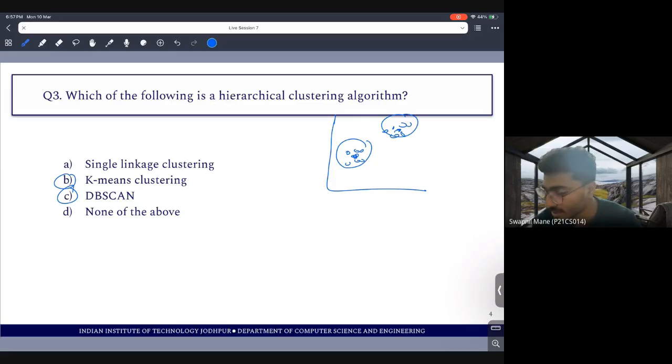Likewise, in hierarchical clustering, we have seen that two clusters are merged based on their similarity. If the distance between them is small, then we merge them and make a single cluster. You might be thinking about that.